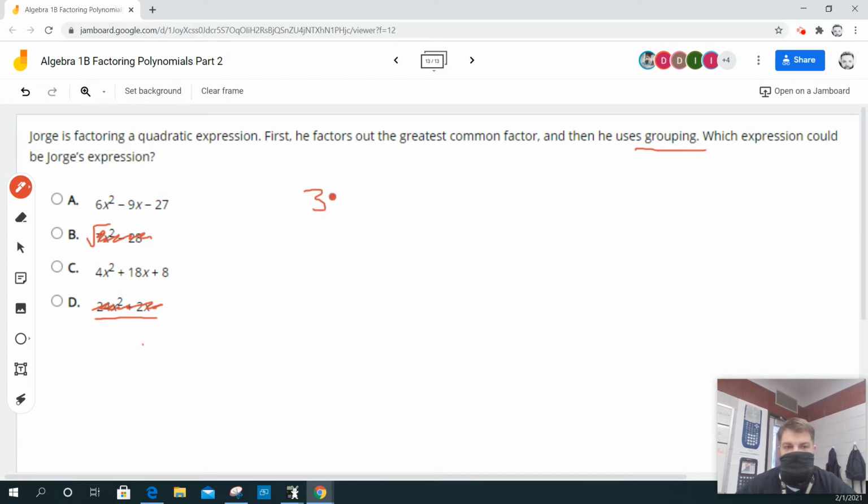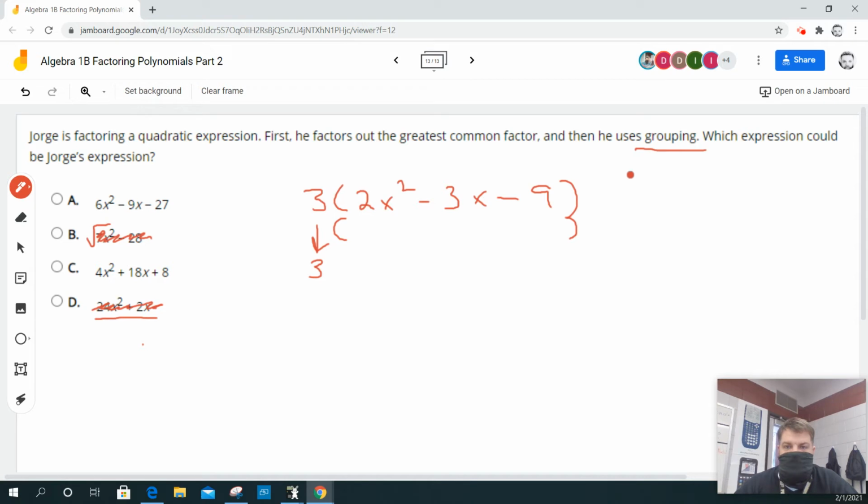So I could pull out a 3, and that would give me 2x squared minus 3x minus 9, right? Because I've got to remember I'm pulling out the 3. So then basically I have to factor this to see if I can factor it by grouping. So I've got my greatest common factor here, and then I'm going to pull out another greatest common factor here.